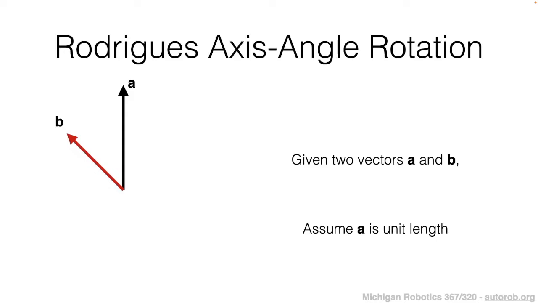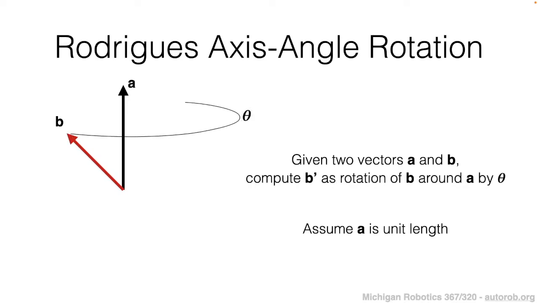And so our goal in this setup is to be able to transform the vector B by a rotation about vector A of theta degrees. So we want to be able to perform this rotation transformation. And so the approach of Rodrigues axis angle rotation takes the following form.